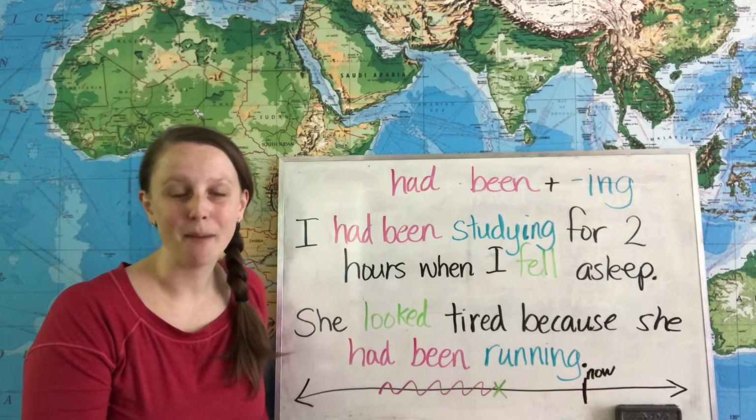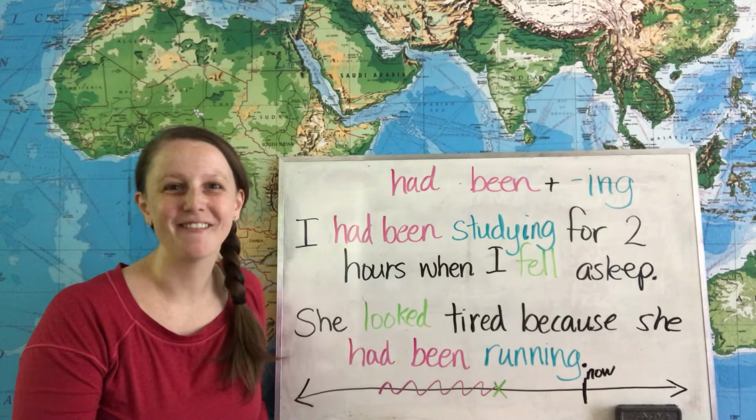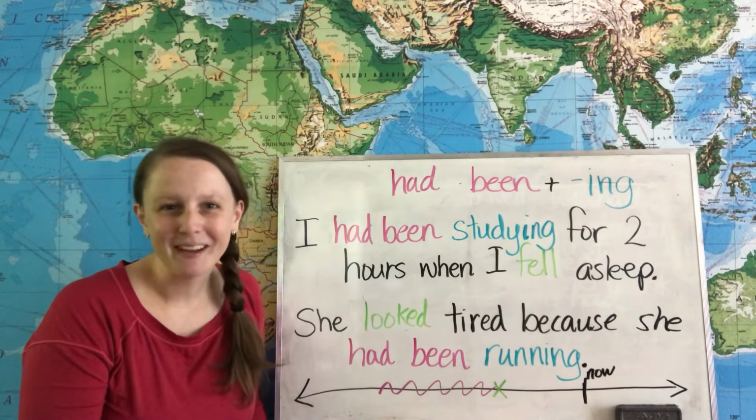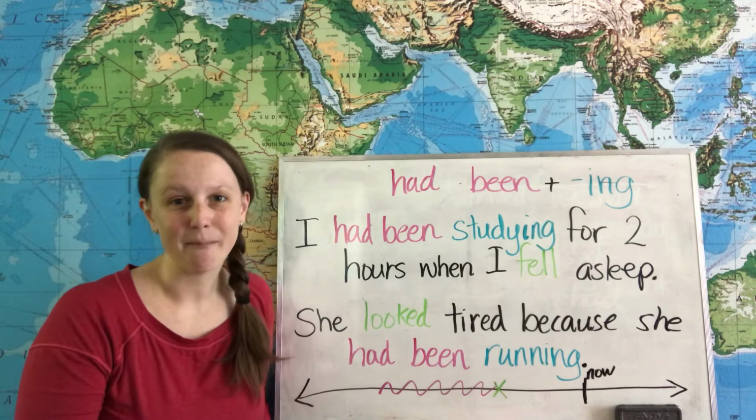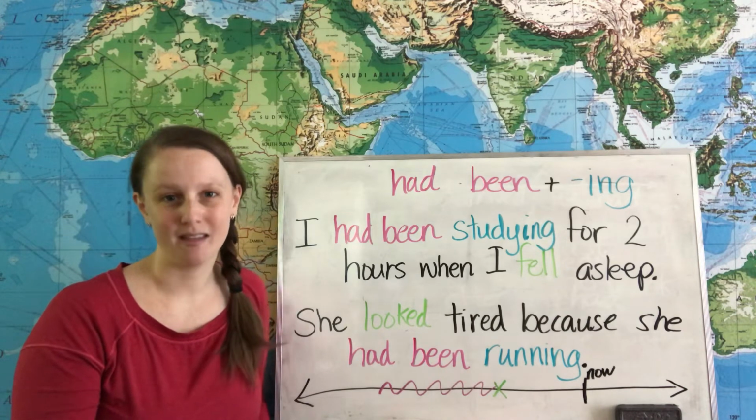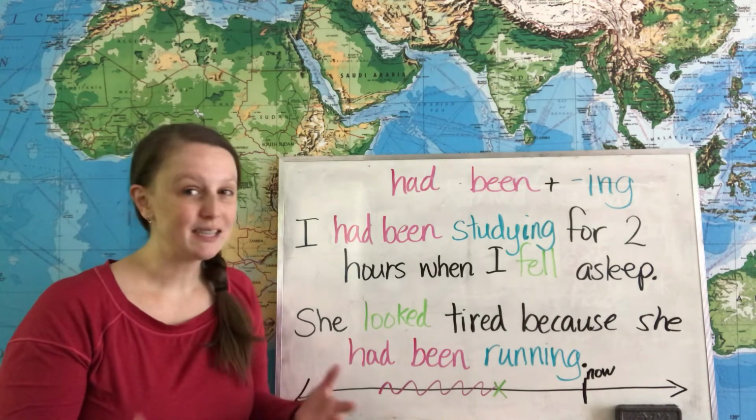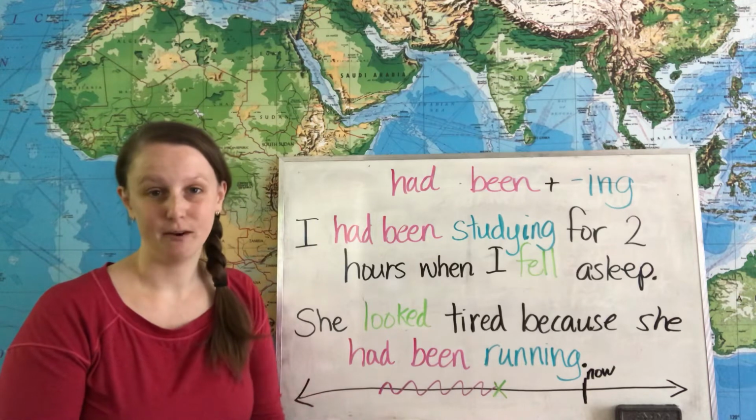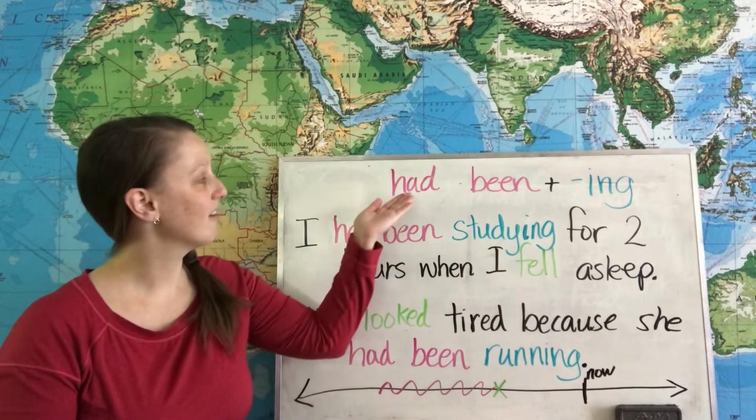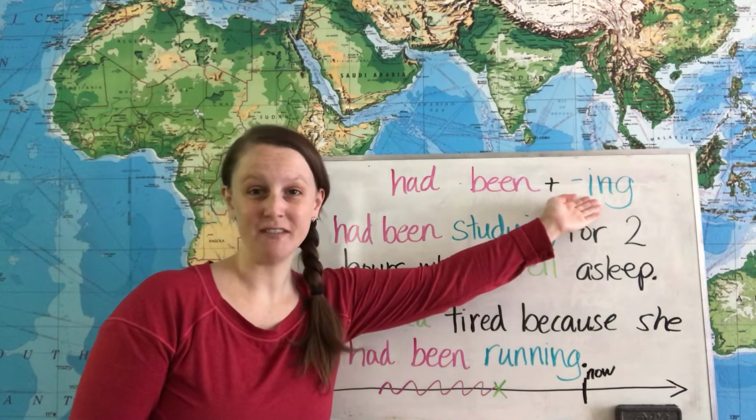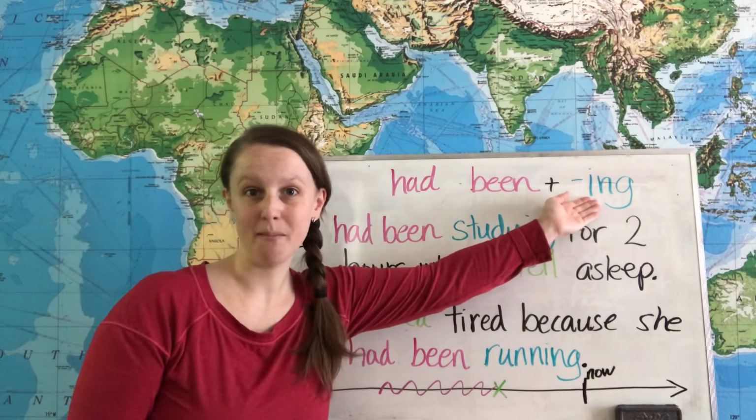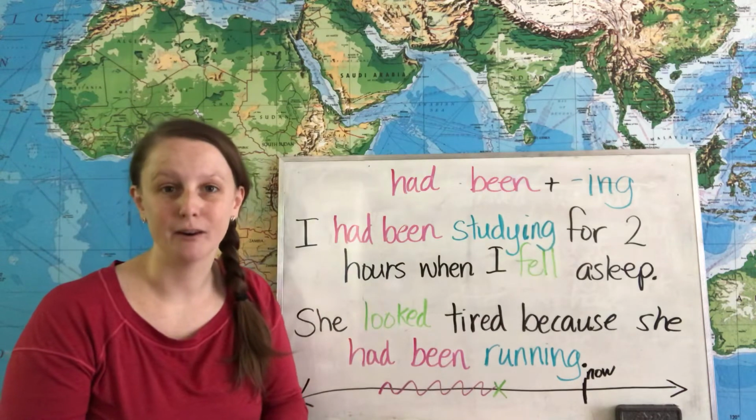Today we're going to talk about past perfect progressive verbs. Now it can be a little bit of a difficult verb tense to learn, but there is one easy thing about it, and that is how we make the verb. It doesn't matter what the subject of the verb is, we always have had, been, and an ing verb. That's how we always make past perfect progressive verbs.